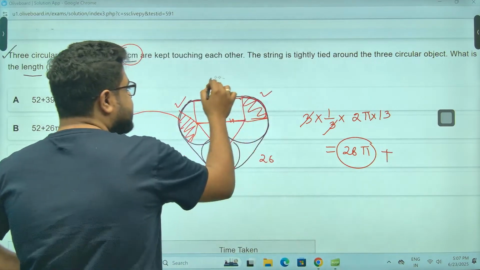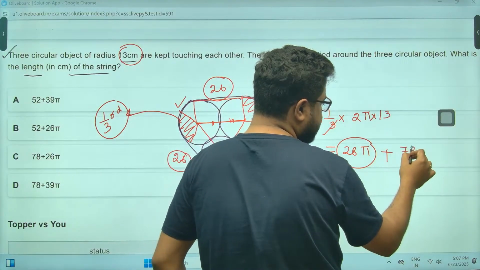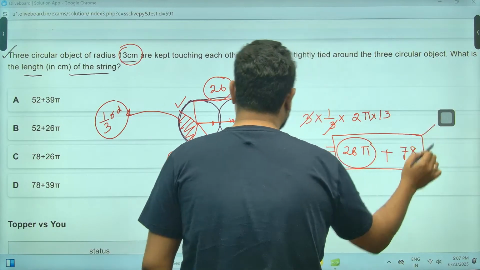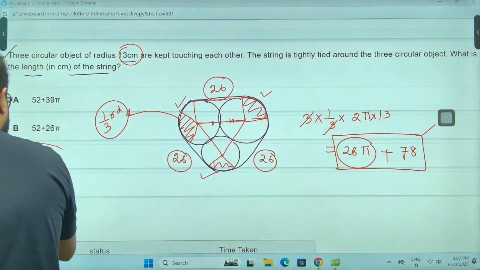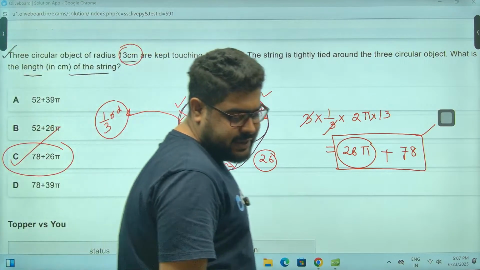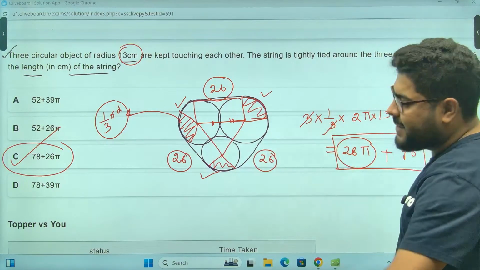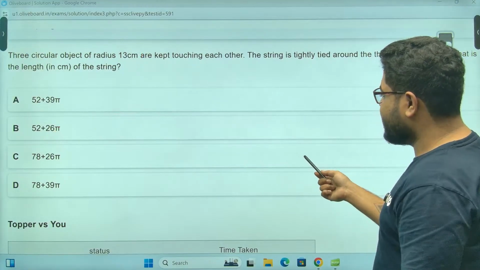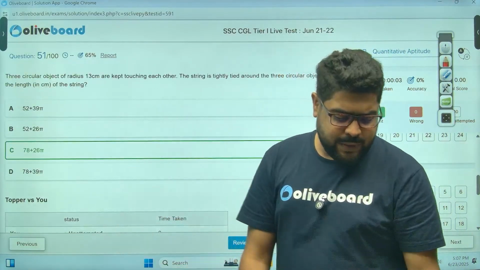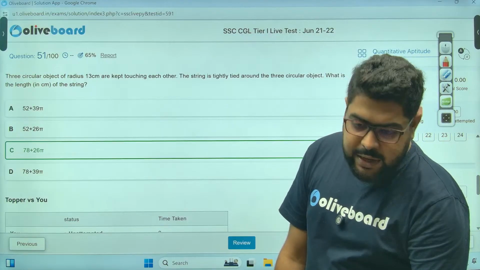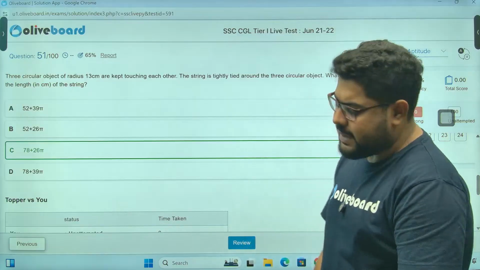Plus this 26, 26, 26, that is 78, sir. So this is going to be your answer. 78 plus 26 pi, option C. Option C is your answer. Yes, Raghu, you are absolutely correct. This was one of the better questions, but again, it was not very difficult. Once you get a hold of what is going on, how the figure is looking, it's very simple.